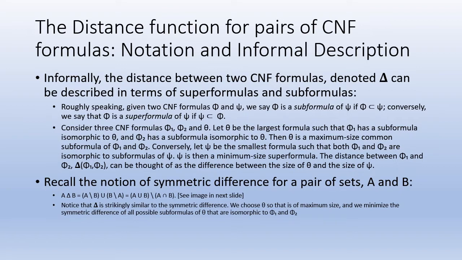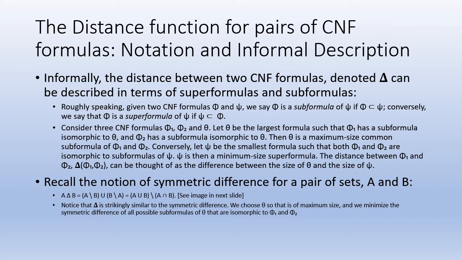We now give an informal account of the distance function for pairs of CNF formulas. This distance can be described in terms of superformulas and subformulas. Roughly speaking, given two CNF formulas, phi and psi, we say phi is a subformula of psi if phi is contained in psi. Conversely, we say that phi is a superformula of psi if psi is contained in phi.